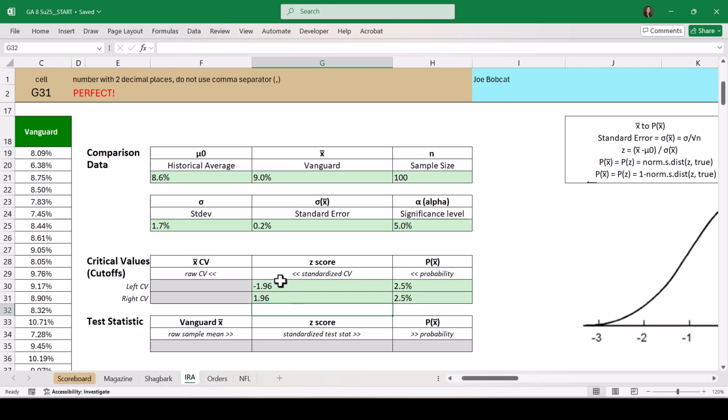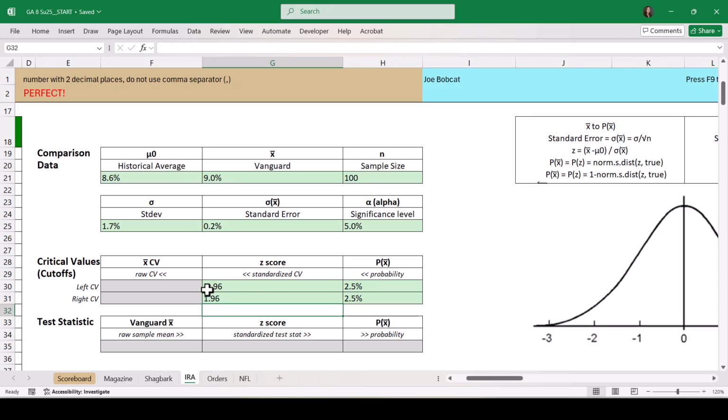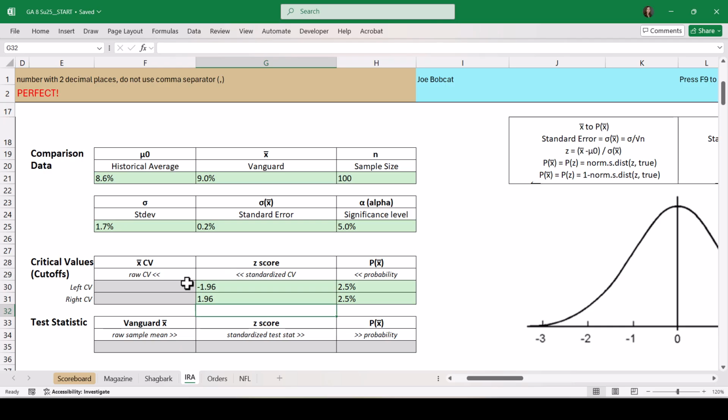And you'll notice that our critical values are the same. The lower is just negative and the upper is positive. And this is always going to be the case with a two-tailed test. So this is one way that you can check for errors.